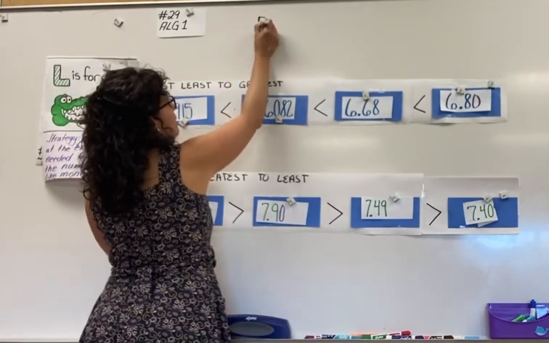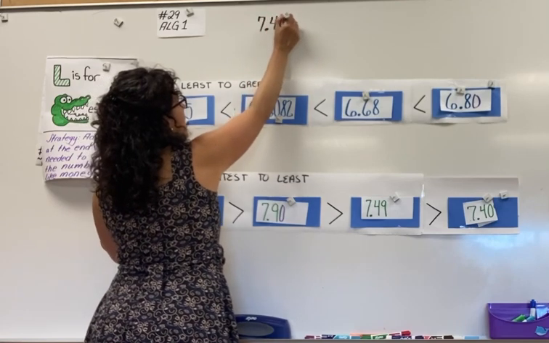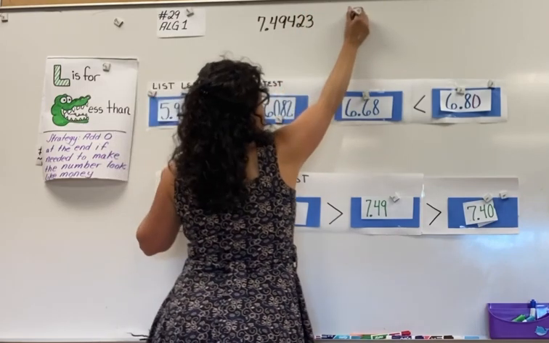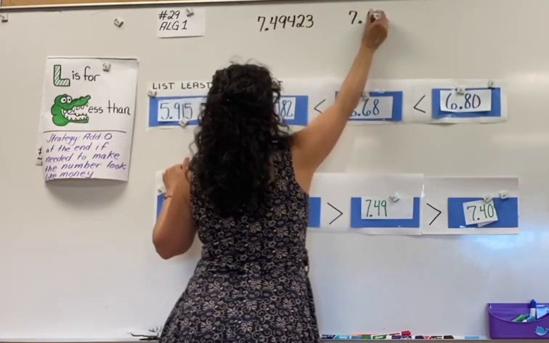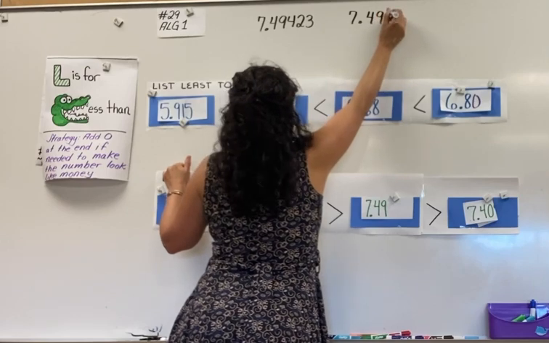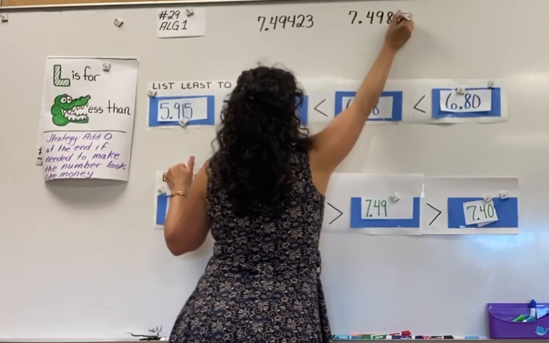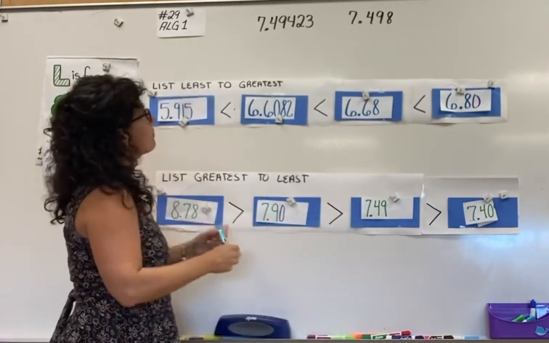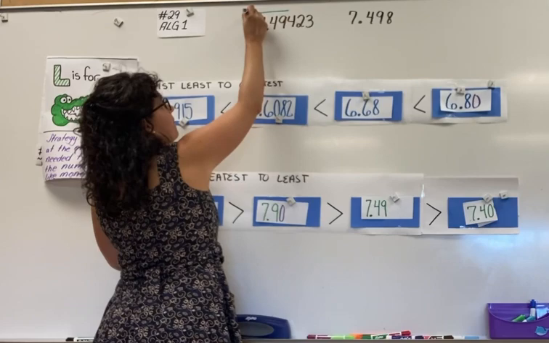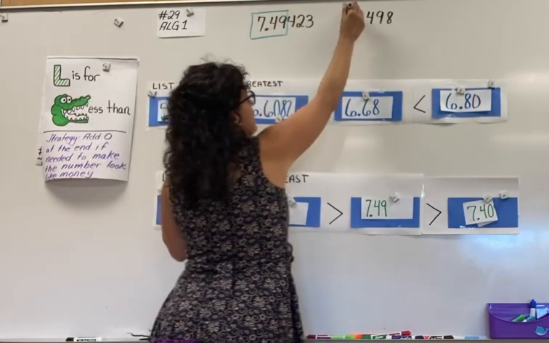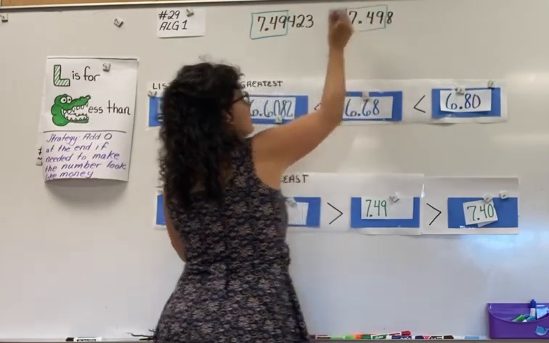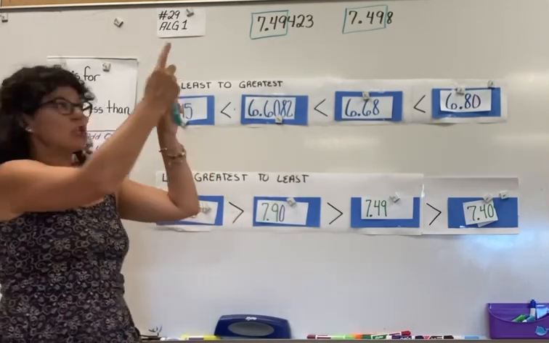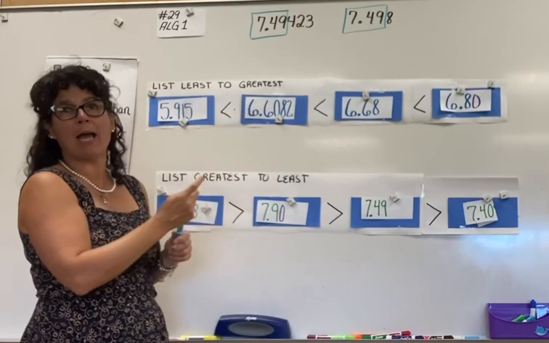If I had 7.49423 versus 7.498, and you use that strategy, this one is $7.49, and this one is $7.49. So if you have a tie, then just start looking one number at a time after.